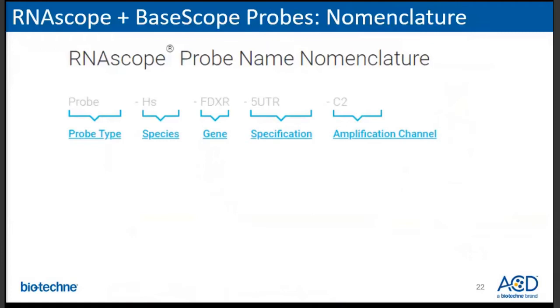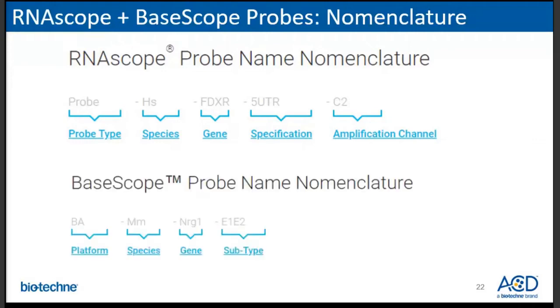So more details about how we name our probes and the nomenclature that we use. RNAscope probes, as mentioned, will first provide the probe information, so it's an RNAscope probe. And then it will provide the species that the gene targets, and then the gene here. Then any specifications that are unique about this probe will also be added to the end of the probe name. And then the amplification channel, if it is other than C1, will be added to the end of the probe name as well.